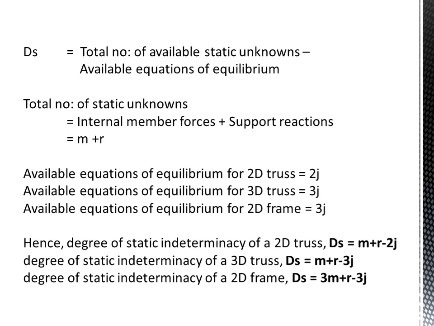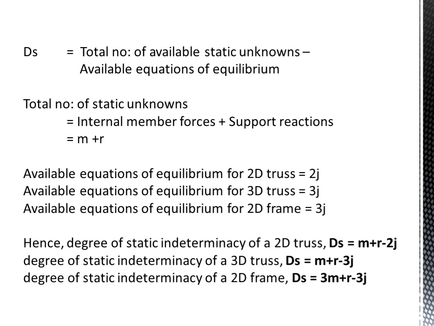We all know that in truss only one axial reaction is generated in each member, that is either compression or tension. So the total internal member forces for a 2D truss and also for a 3D truss is given by 1 into M is equal to M, where M denotes the total number of members. Now for a 2D frame, we all know that for a plane frame, 3 member reactions can be generated in each member, that is axial force, shear force and also moment. So the total internal member forces for a 2D frame is given by 3 into M is equal to 3M.